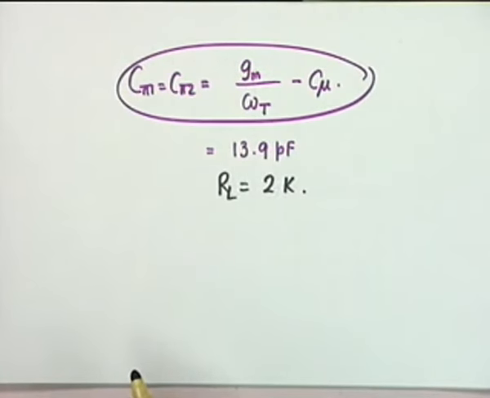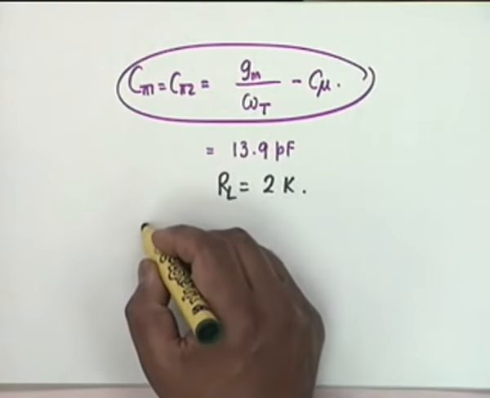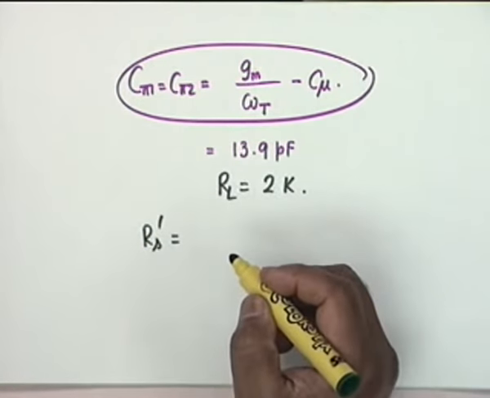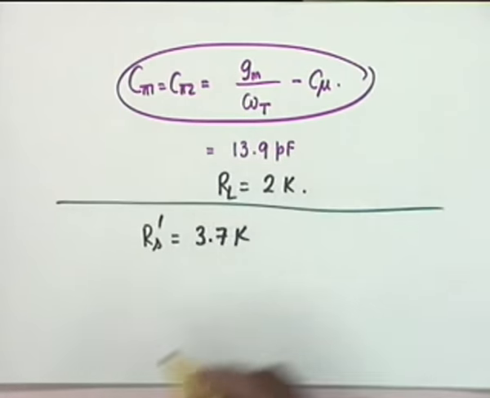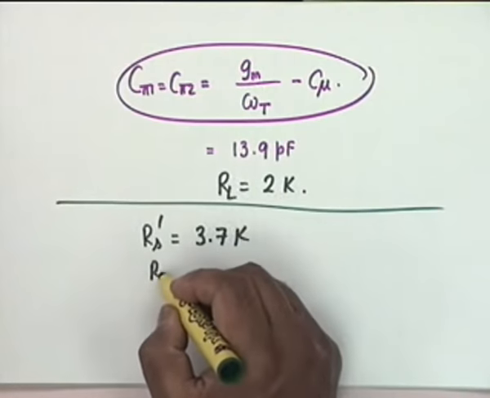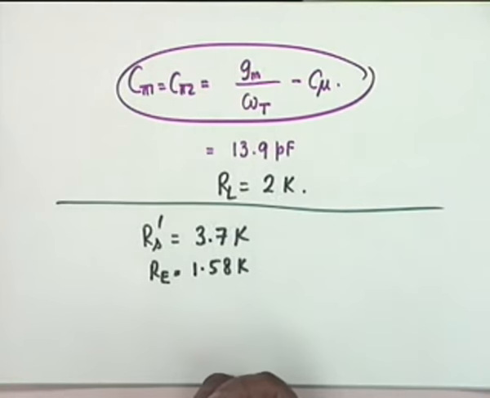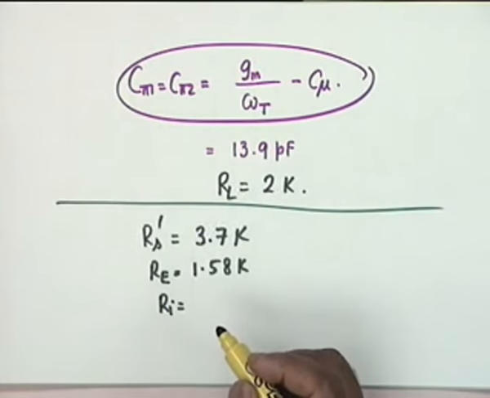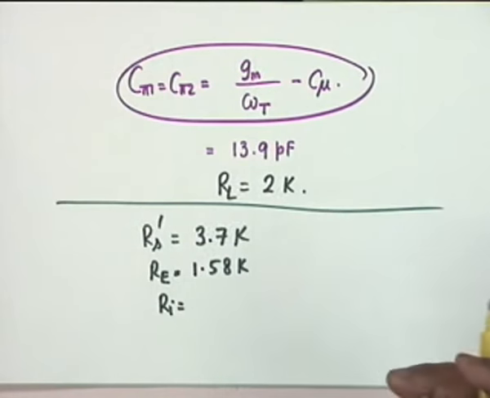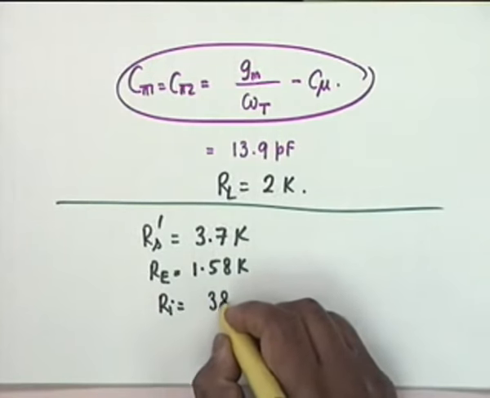Then I have calculated all the intermediate steps. Let me simply give you the results. The first thing you do is calculate RS prime, which is RS parallel RB. This comes at 3.7 K. These are calculated values now. RE is 1.58 K, which is the parallel combination of RE1 and R pi 2. Then R sub I, the parallel combination of RB and R pi 1, this comes out as 38.2 K.